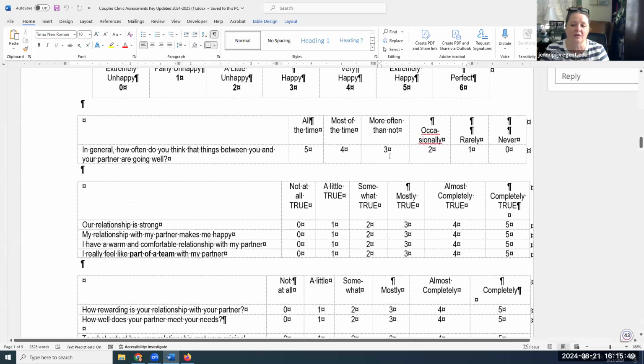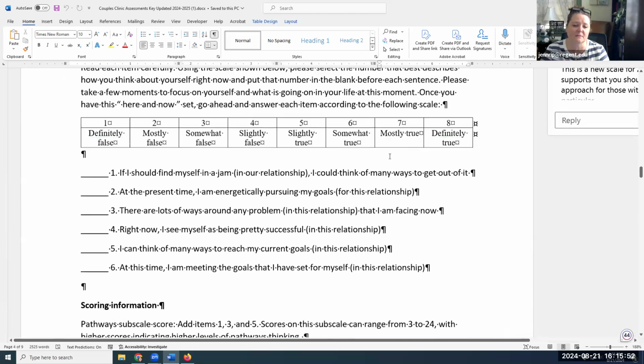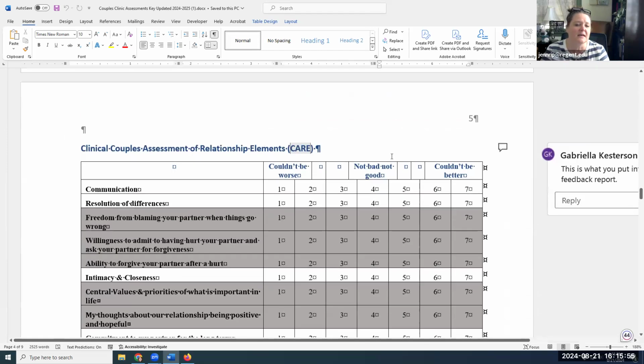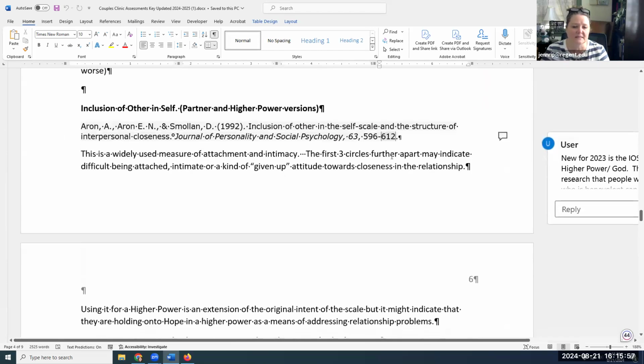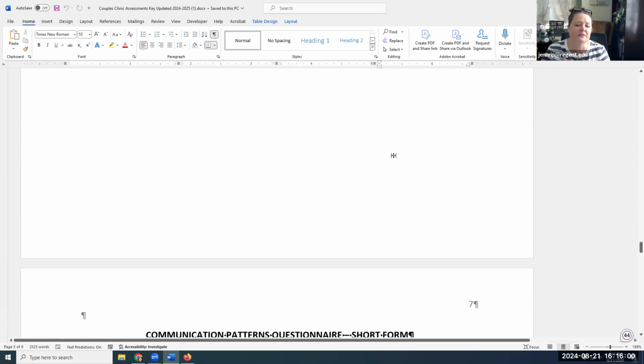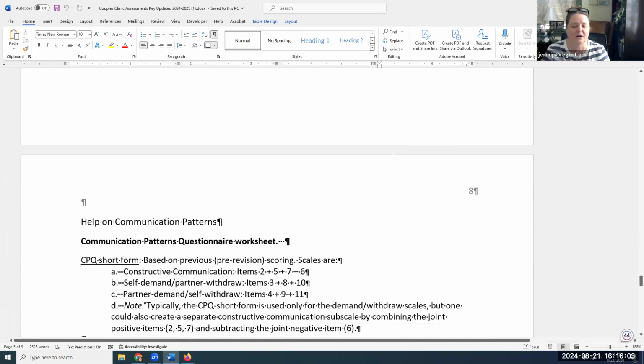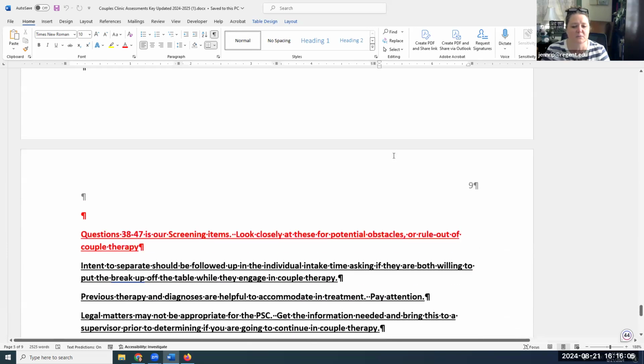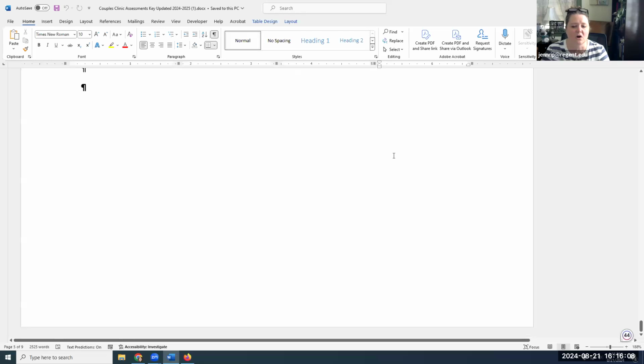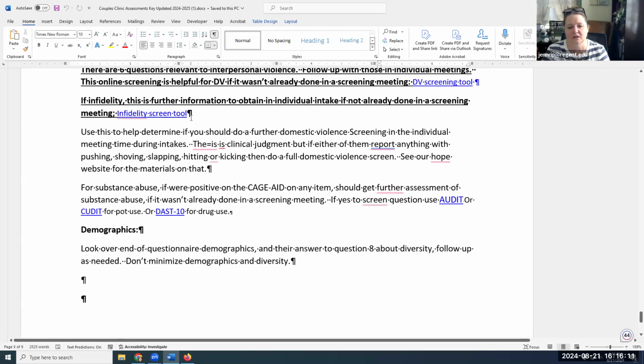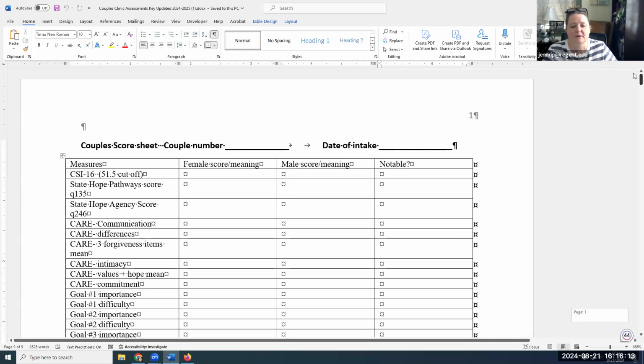And then from here, you've got all the instructions on how to do all these things. This is essentially a paper version of our questionnaires and how to score all the little pieces, the inclusion of self and others, communication patterns, the forgiveness items, the PERSIP, the screening items. It gives you all the information that allows you to understand what's going on with this person. So I hope that this is helpful to you as you are scoring up your first case, and you can put it all in here and then you'll have it all set to go.